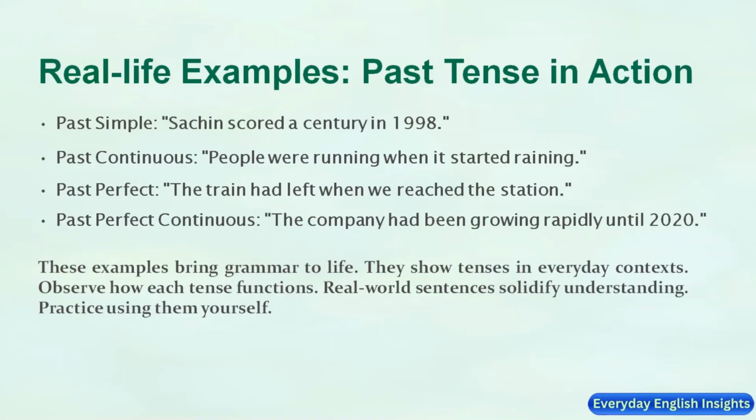Let's see these tenses in action with real-world examples. Past simple: Sachin scored a century in 1998. Past continuous: people were running when it started raining. Past perfect: the train had left when we reached the station. Past perfect continuous: the company had been growing rapidly until 2020.